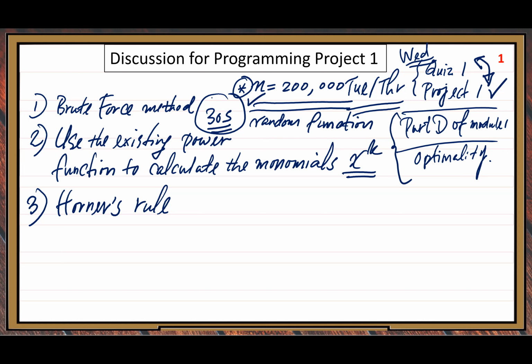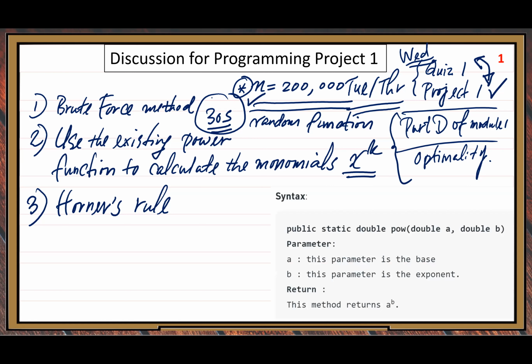Next, about the existing power function, I use Java. Look at the syntax for the power function in Java. pow is the name of the function, the method, we call it a method. It takes 2 parameters, both double, a and b. a is the base, b is the exponent. The syntax is pretty simple this way.